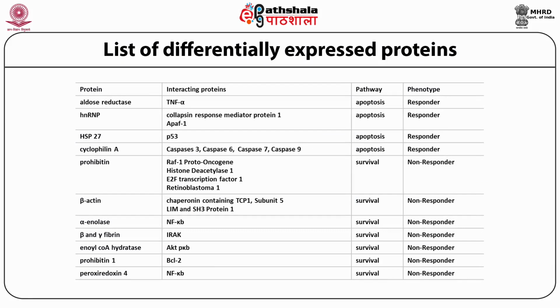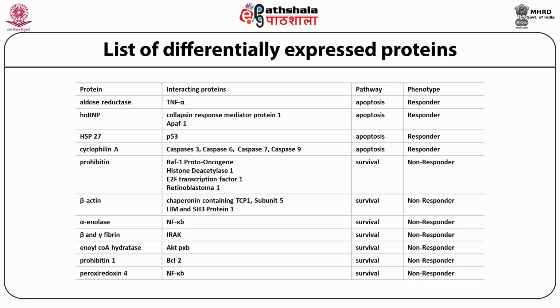List of differentially expressed proteins. So, the tryptic digestion and the mass spectrometric analysis yielded the following information. We have the proteins aldose reductase, HNRNP, HSP27 and cyclophilin A that were upregulated in responders, and prohibitin, beta-actin, alpha-enolase, beta and gamma fibrin, enoyl-CoA hydratase, prohibitin 1 and peroxiredoxin 4 that are upregulated in non-responders.